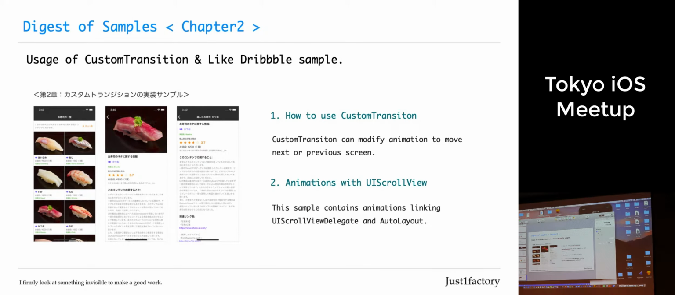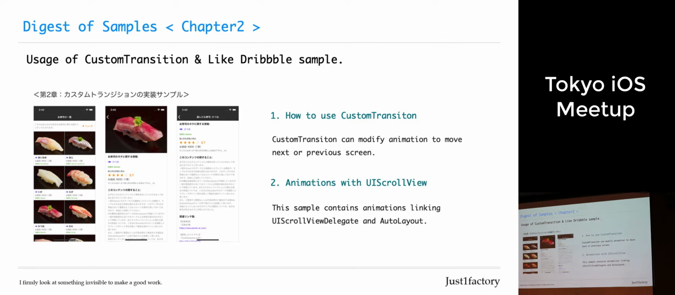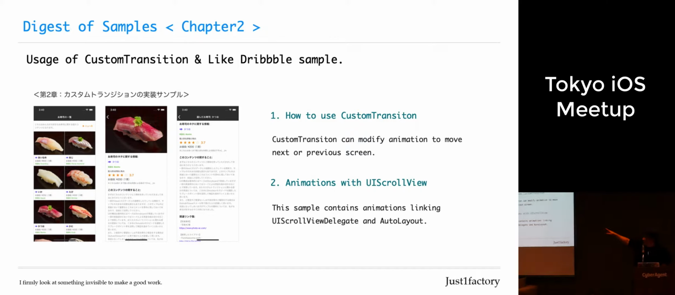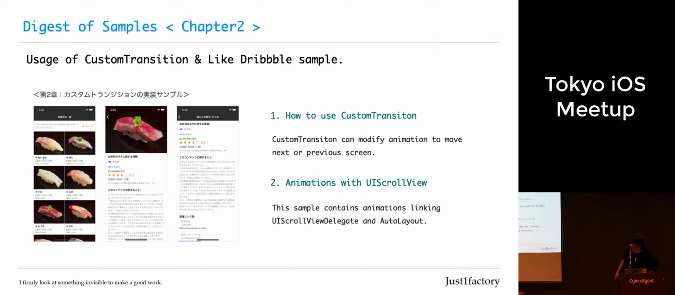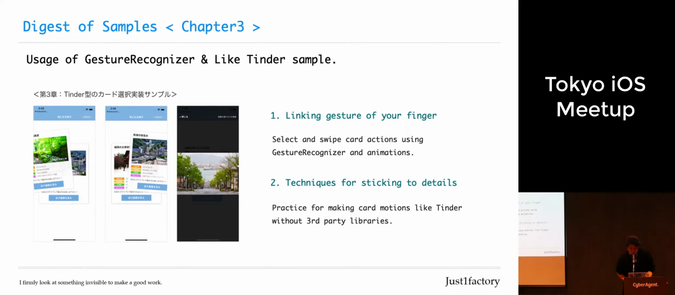Okay. Two points. How to use custom transition: custom transition can modify the animation to move to the next or previous screen. And animations with UIScrollView. This sample contains animations linking UIScrollView delegate and auto layout constraints.